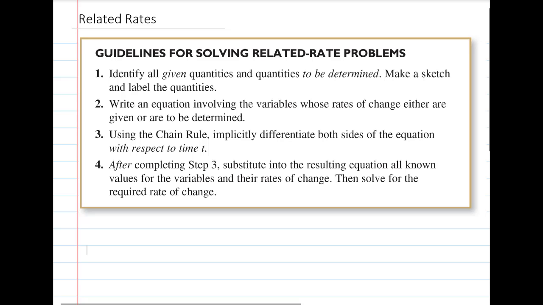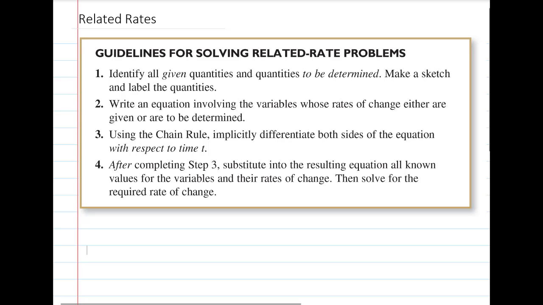of those variables. And then number three says, using chain rule, implicitly differentiate both sides of the equation with respect to time. So this is the part where chain rule is going to play a big role. It's going to be very important because all of the variables that you identified in step one are going to be functions of time, so that when you differentiate, you're going to think of them as functions of time. You have to apply chain rule to them.